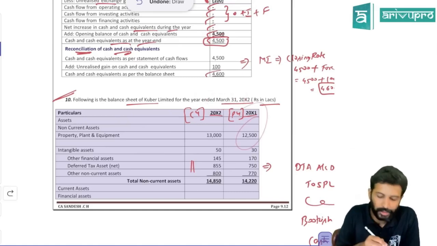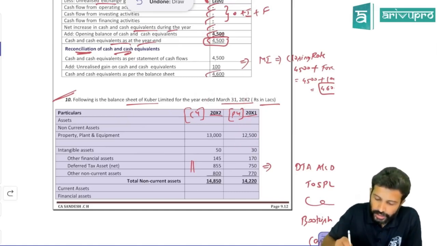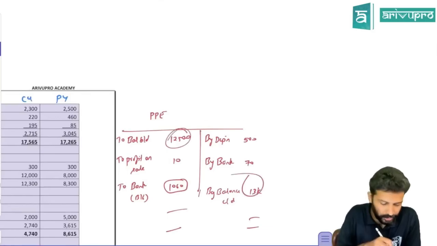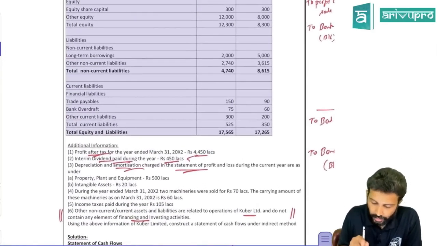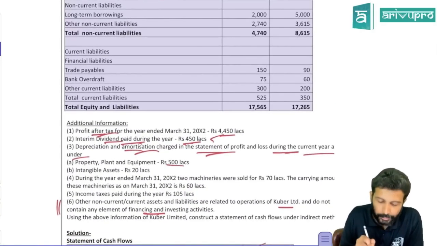So last year's closing will become current year's opening. So I've captured that. Opening and closing balance I've captured. Then next, what data they gave? Depreciation and amortization they've given. In the SPL has been charged in the current year as follows. PP's depreciation is 500 lakh.